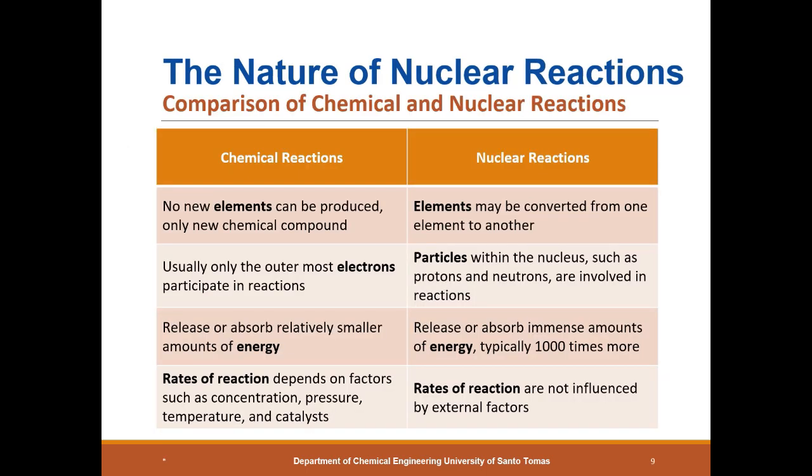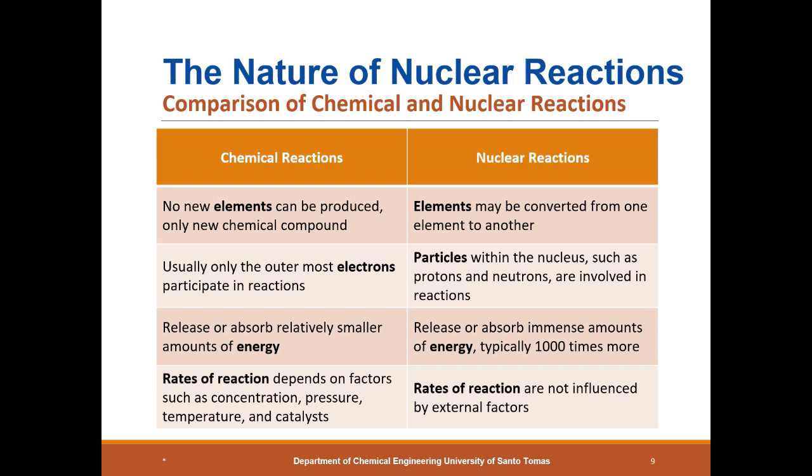Radioactive decay and nuclear transmutations are nuclear reactions which differ significantly from ordinary chemical reactions. This table summarizes the differences. First, in chemical reactions, no new elements can be produced. Whatever elements you have in the reactants are the elements that you can also find in the products. However, in nuclear reactions, elements may be converted from one element to another.